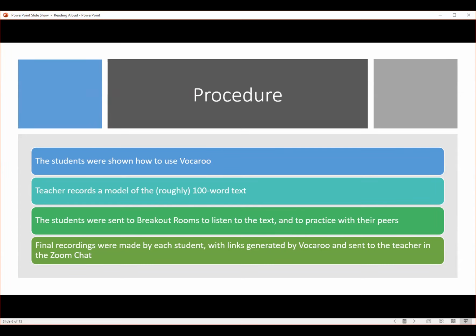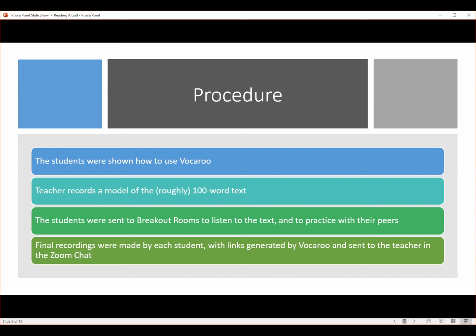Please follow the link that I'm sending and listen to this a few times. Then I sent the students to breakout rooms so that they could listen at their own pace whilst they had the paper in front of them and they could follow along and read it. And I instructed them to practice with their peers. So in other words, one student ideally would start reading the text to the peers in that breakout room, maybe one or two other students that I felt they were comfortable working with.